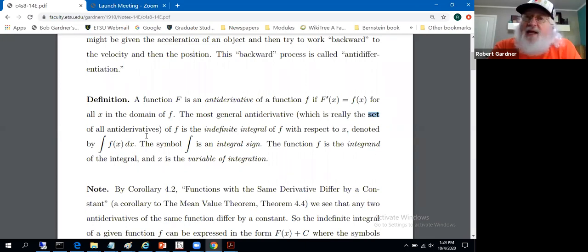This set of all antiderivatives is called the indefinite integral of f with respect to x, and we'll encounter definite integrals in chapter 5. But the indefinite integral of lowercase f is the set of all antiderivatives of lowercase f. A function can certainly have more than one antiderivative, as we'll illustrate. And we'll use this notation to represent indefinite integrals.